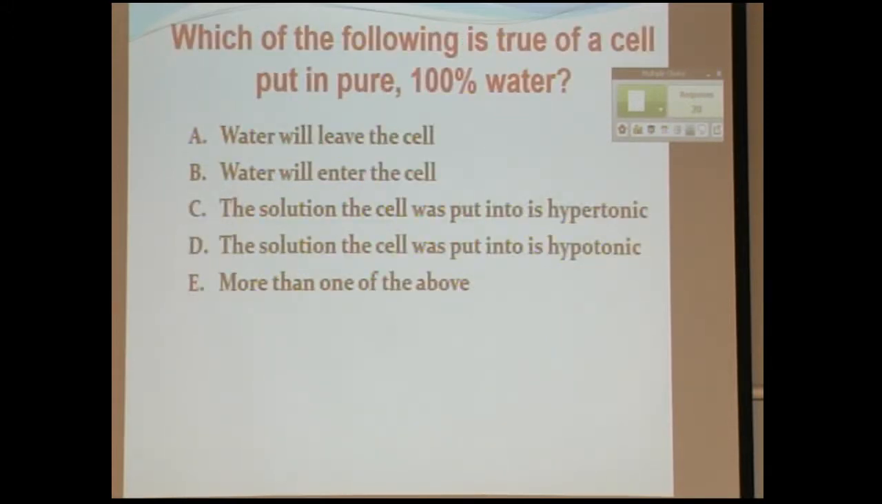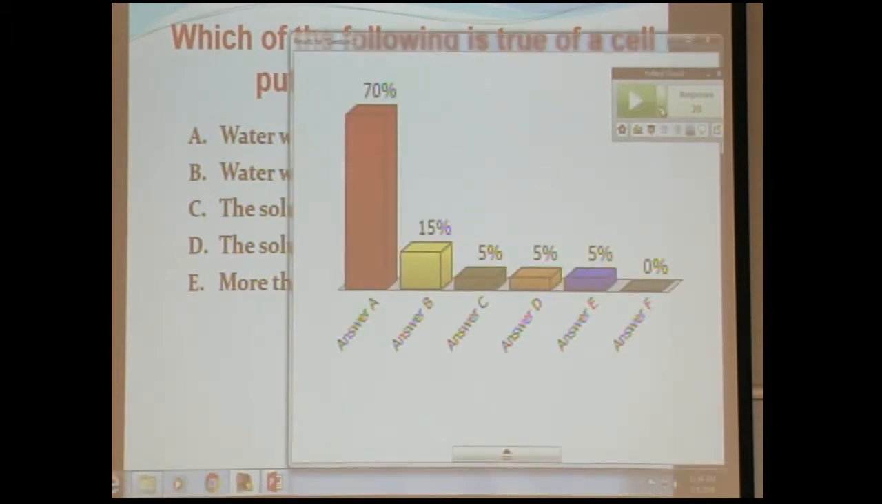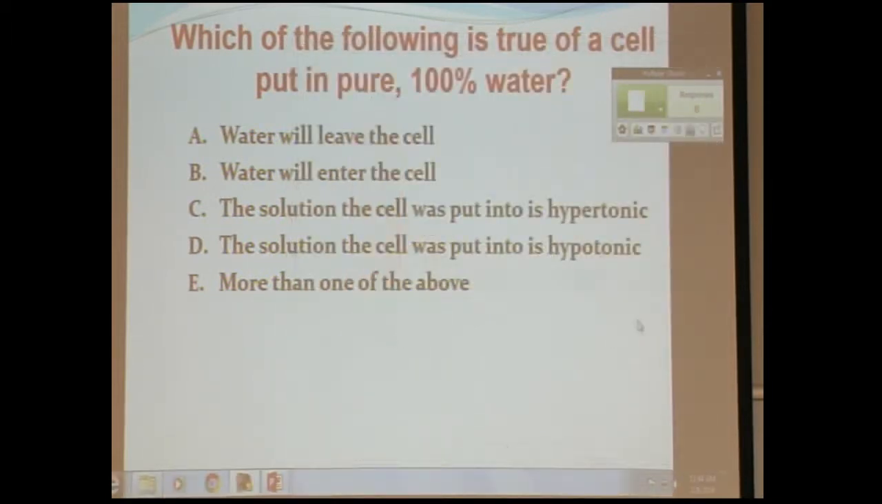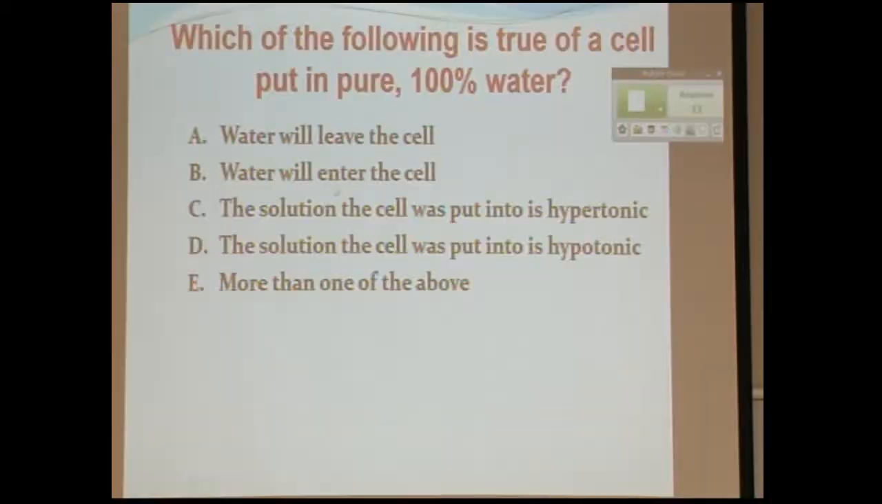Right. So which of these is true of a cell put into pure water? Definitely the way to do it is figure out which way water is going to go first, and then say which kind of solution it is. That's usually the order of steps I would do it in. If you try to skip to the second step, you might confuse yourself.